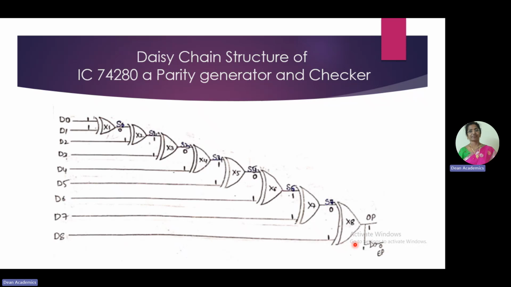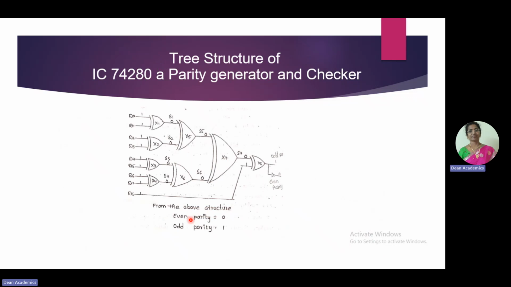So in this manner, we can understand the internal structure of this IC 74280, just similar to the previous case, we can say even parity is 0 and odd parity is 1.